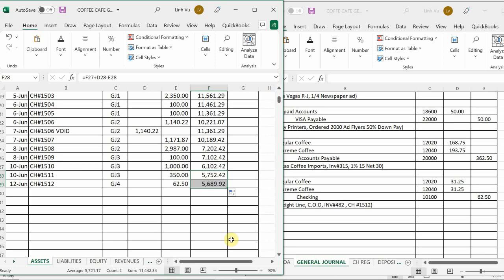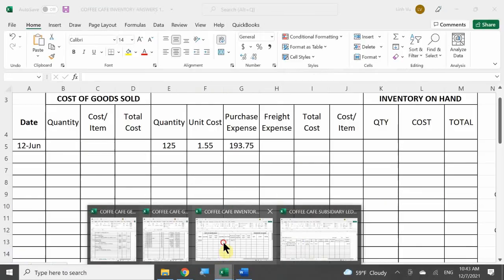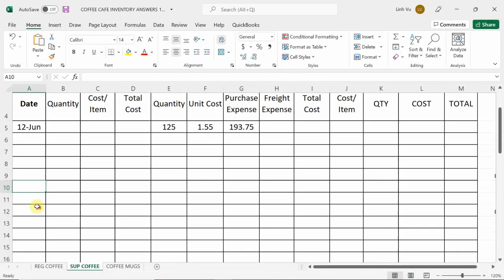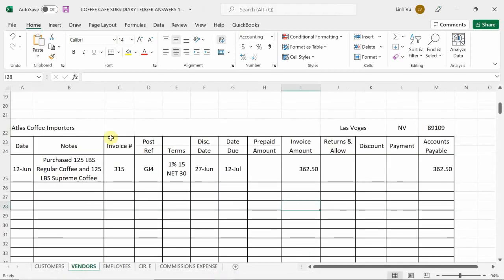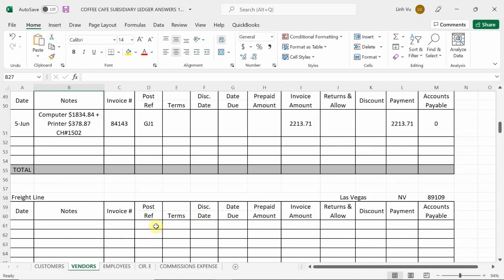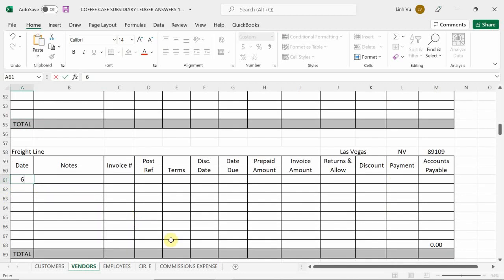Right? And because I dealt with a vendor, because it's a third-party vendor, and I paid them with check number 1512, I need to update the subsidiary ledger. So, subsidiary ledger, oops, I'm in the wrong one. Subsidiary ledger, I dealt with Freightline. Okay? Here they are, Freightline, and it is the 12th, and I'm going to say delivered 250 pounds of coffee.